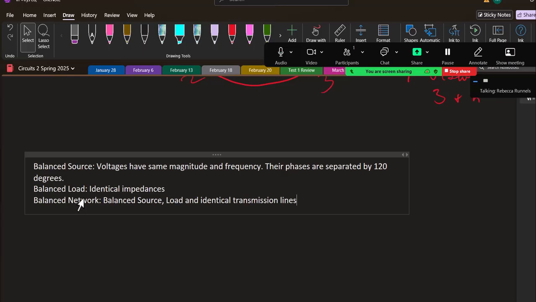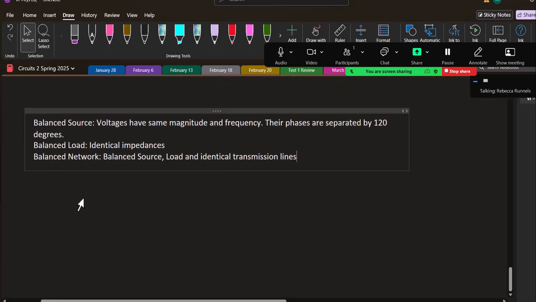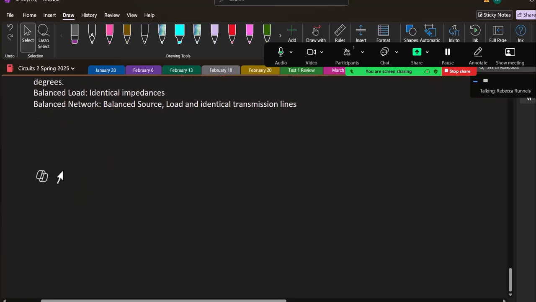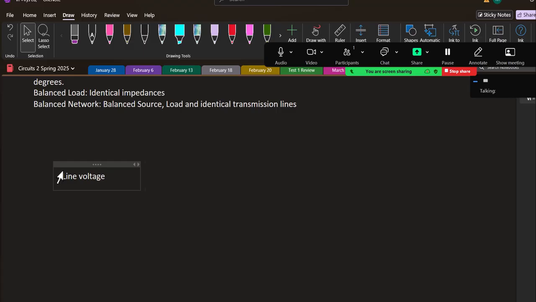Okay, and the next concept question is really just a convention question, just to make sure that you know what we're talking about. When we say line voltage, what are we actually referring to? Because there's lots of voltages, and we say line voltage, what are we referring to? Transmission lines. Yeah, it's the voltage across transmission lines.